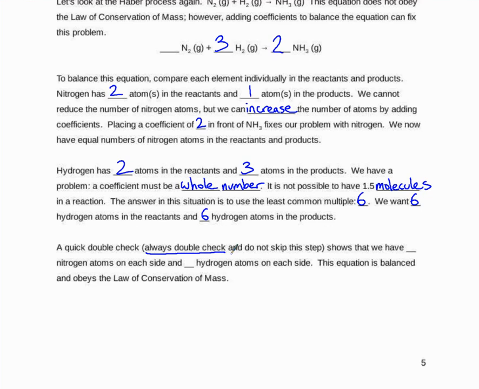So this quick double check, and there's a couple of ways you can do it. For instance, here's an easy one. I write my elements that are involved in the reaction. Let's say that the reactants are over here and the products are over here. So let's just say something like this. Normally I would do it right under the arrow, but I'm kind of out of space.